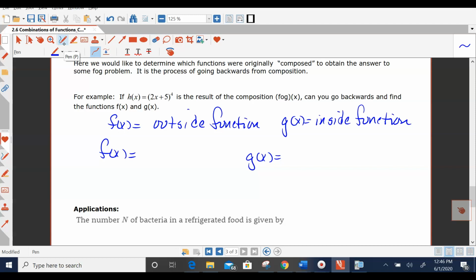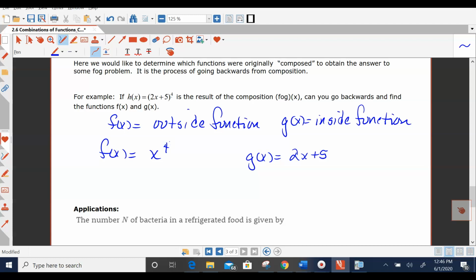The one that looks like it's on the inside, I'm going to call it g of x. What looks like it would be an inside portion to this function? I see 2x plus 5. That will be my inside function. That's the function that goes inside the f function. So what would f have to be? Well, it's the outside function. What's happening on the outside is something is being raised to the fourth power. So the outside function would be x to the fourth.